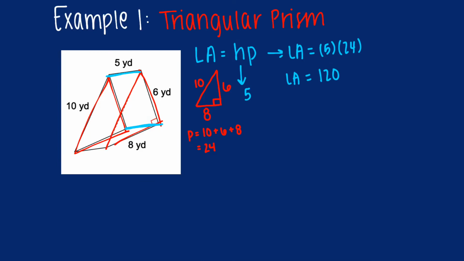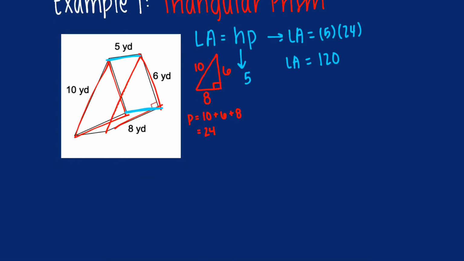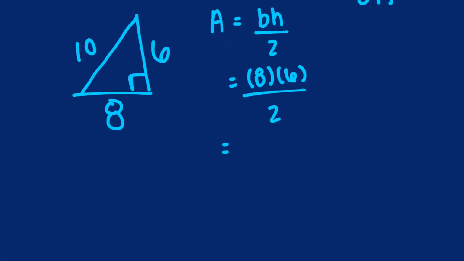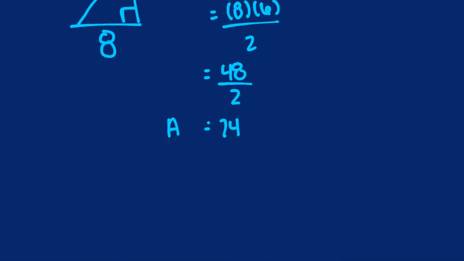Alright, so we still need to find the total surface area, so I'm just going to call it surface area. And remember, that formula is HP, which was the lateral, plus 2 times the area of the bases. So remember, your base is a triangle, 6, 8, and 10. Remember, the area of a triangle is base times height divided by 2. So my base here is 8 times my height, which is 6, divided by 2. 8 times 6 is 48, divided by 2 is 24. So I know the area of my bases is 24. I'm going to now call it big B since it goes in the surface area formula.